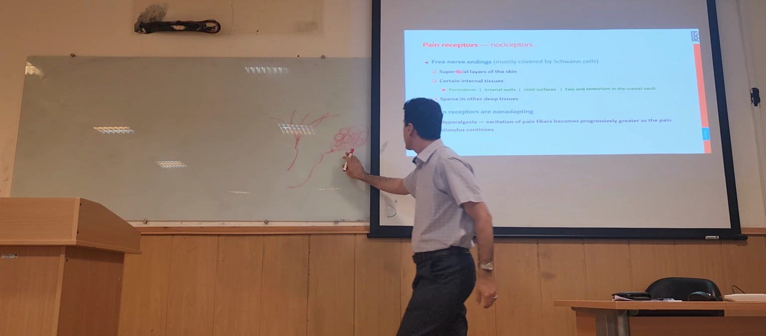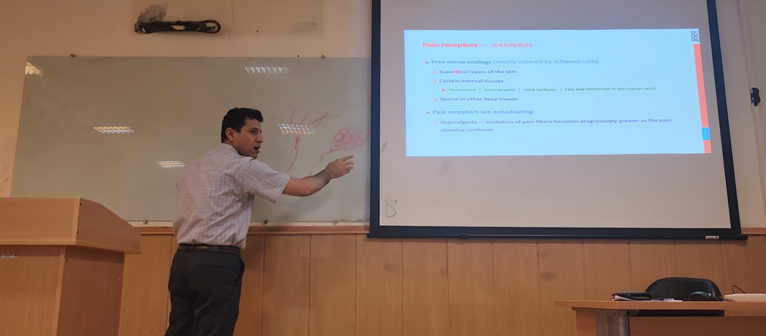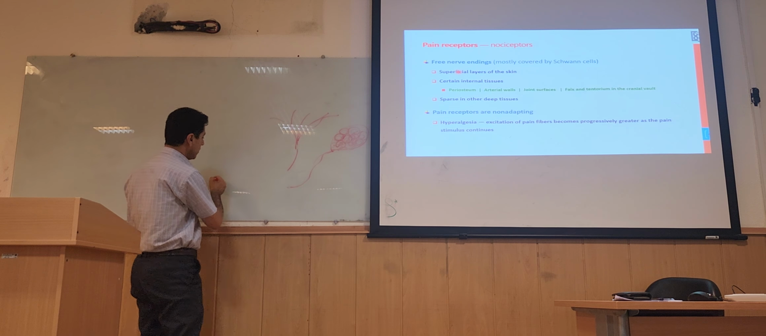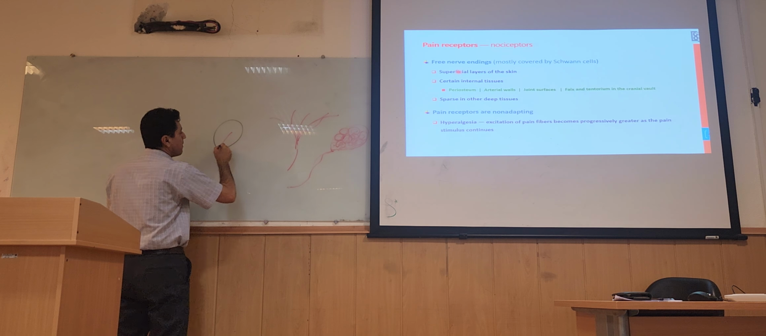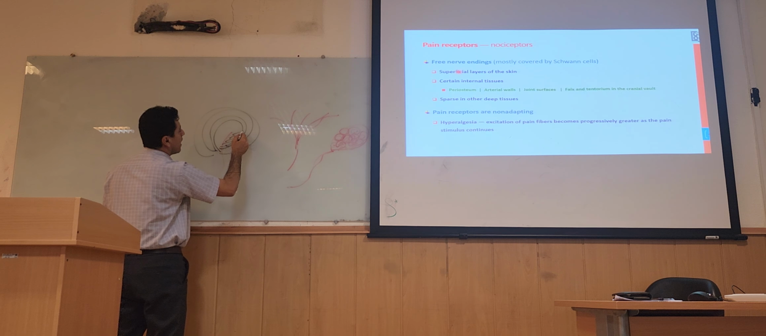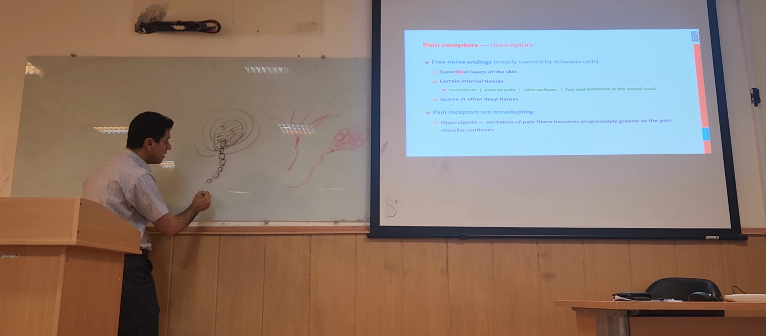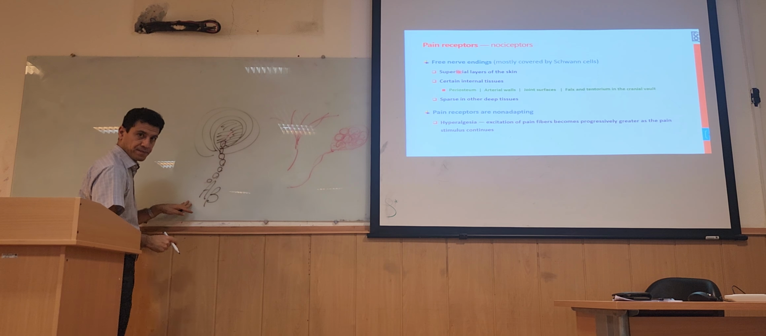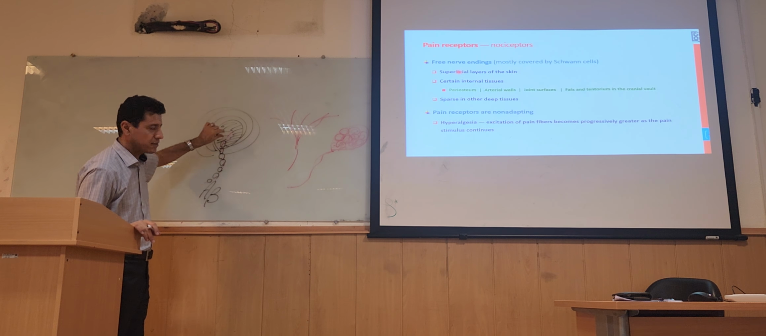Now the Pacinian corpuscle has a capsule, like this. But instead of having Schwann cells inside, it has fluid, right? So it has a nerve that enters the capsule, and we have several layers of capsule. Inside the capsule, we have fluid, right? And it's myelinated, except the portion inside the fluid, the tip, which is not myelinated.